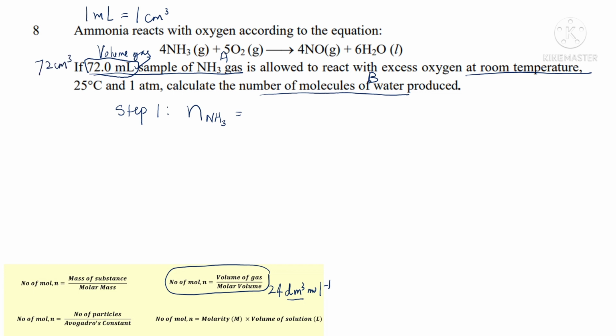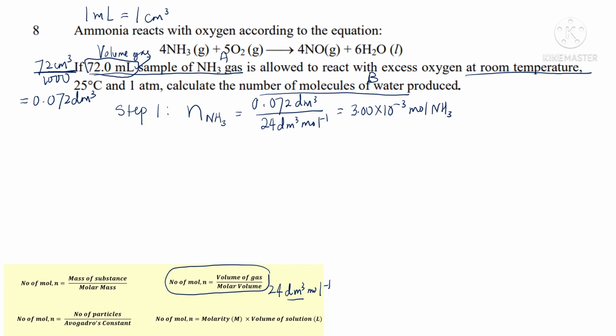But in order to divide by the molar volume 24 dm³ per mole, the 72 cm³ needs to be divided by 1000 to convert it to 0.072 dm³, so that it can be divided by the molar volume 24 dm³ per mole to give us the number of moles of ammonia. So we get 0.072 dm³ of ammonia gas divided by the molar volume at room conditions, 24 dm³ per mole, to give us the number of moles of ammonia as 3 times 10 to the power of -3 mole of ammonia.